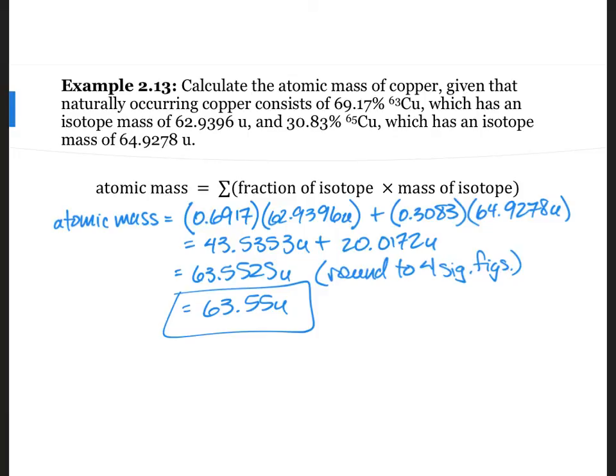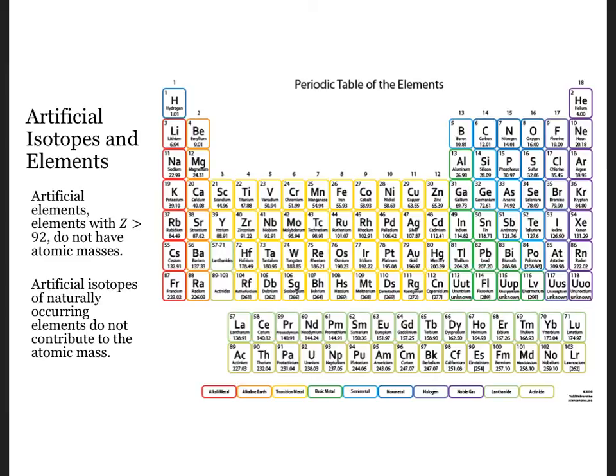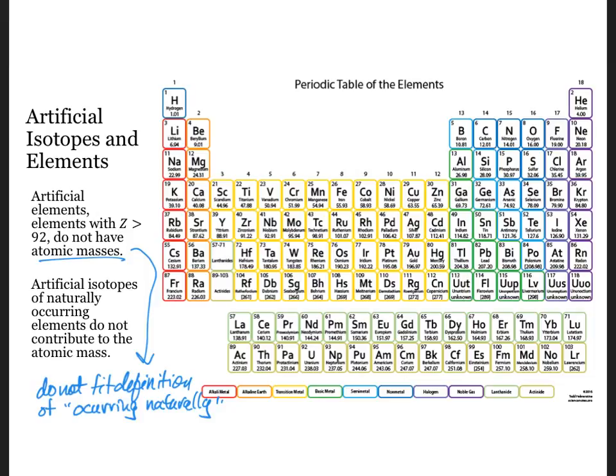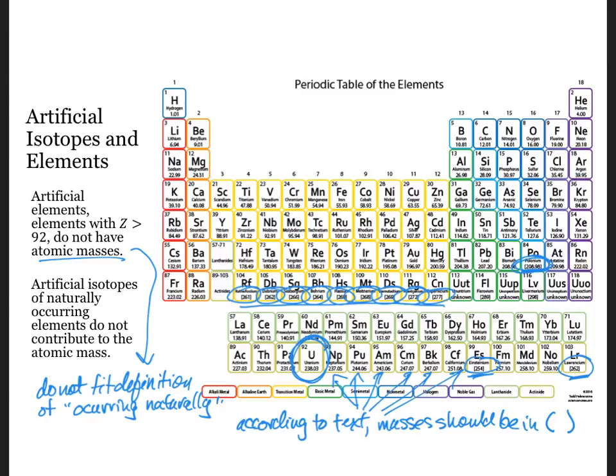If you'd like to see another example worked, please see Figure 2.13 in the textbook where Tyler works out an isotope calculation for lithium. Atomic masses of naturally occurring isotopes are listed in the periodic table. Using this definition, then, means that artificial elements, which are all elements with Z greater than 92, do not have atomic masses. Instead, the mass number of the most stable isotope of each artificial element is given in parentheses, as you can see for all elements listed after uranium, element number 92.